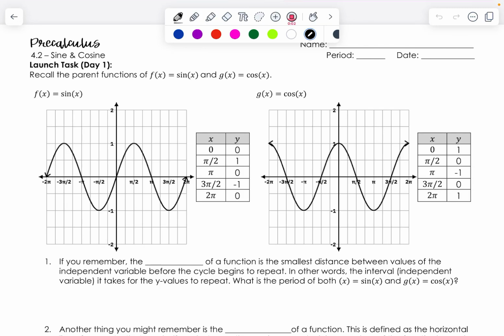Today is 4.2, day 1. So let's look at the launch here.